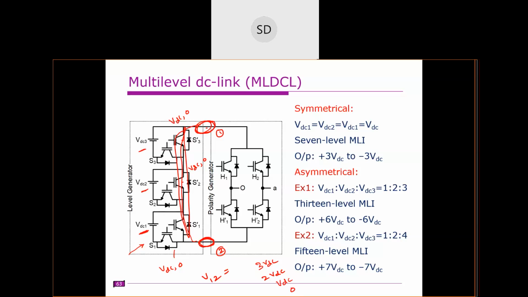Okay, so that's why it is known as level generator. So you are getting a 3 VDC level, 2 VDC level, VDC level and 0 level. Clear? So that means the levels will be something like this. So you have, these are all positive, like this. So this is VDC, 2 VDC and this is 3 VDC. Clear?